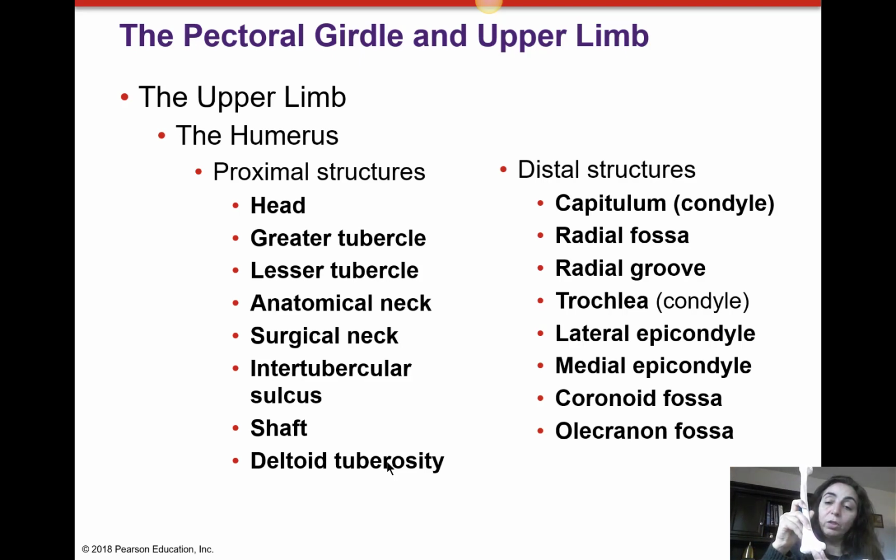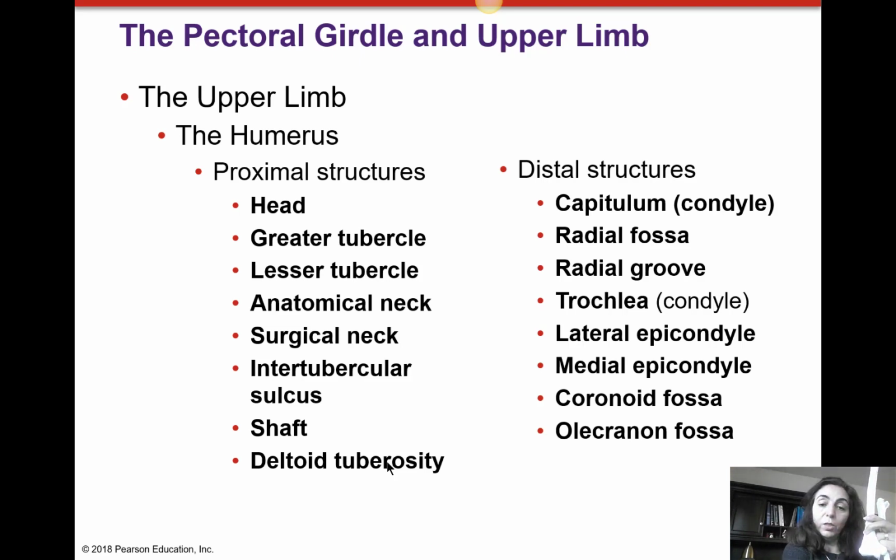Next to that, you have the trochlea, and then next to that, on the lateral side, you have the capitulum. The capitulum is the other part that takes part in a joint with the radius, with this part of the radius that goes over it and makes a joint on the lateral side.